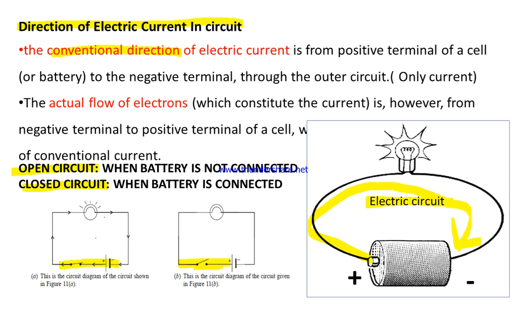The actual flow of electrons which constitute the electric current is, however, from negative terminal to the positive terminal of a cell. Okay, so we are seeing two very contradictory points. It is saying that the flow of electrons is from negative to positive. But what is mentioned in the first point? That the direction is positive to negative.